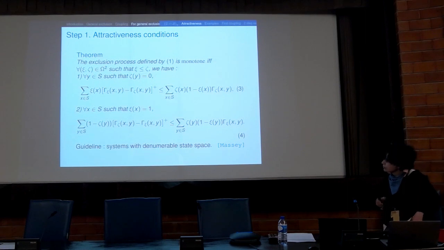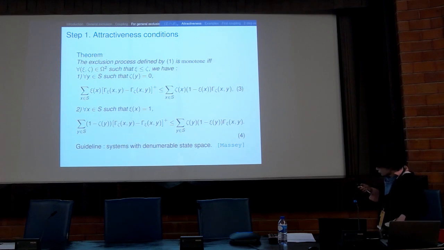Okay, so here is our first result about the attractiveness conditions. So you see all those big inequalities. So let me try to explain to you how it works. Okay, here it is. So what does it say? Let's look at the first condition. The second one is of the same type. So let's look at the first condition.